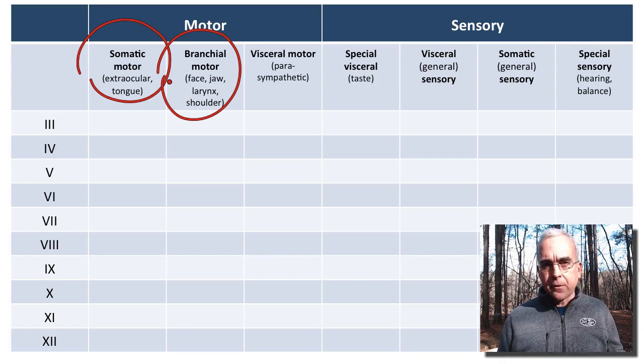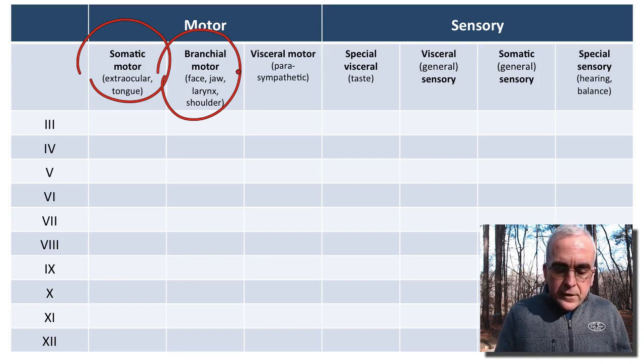These are called branchiomeres, and from those branchiomeres develop a set of structures in the cranial region and in the neck. Some of them are muscle, and some of those muscles are innervated by nuclei that come to occupy a distinct position in the brainstem. So these we call our branchial motor nuclei.